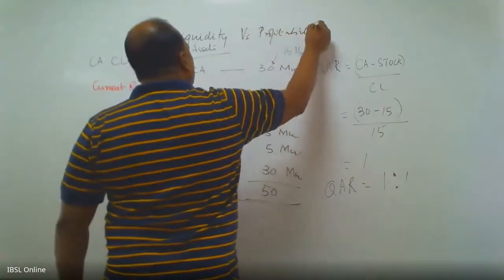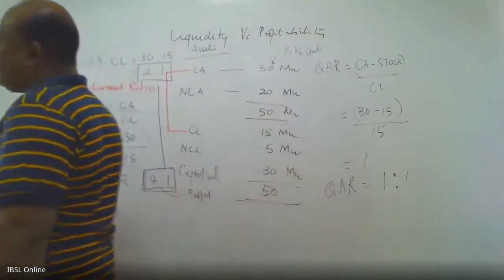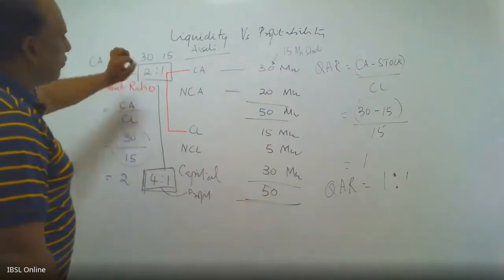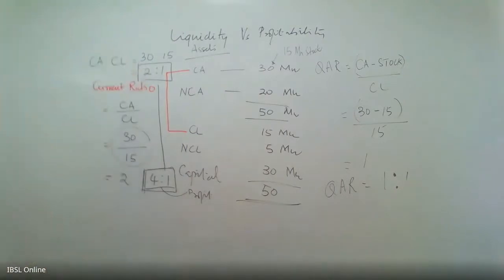Most of the time, businesses may have to compromise on liquidity to earn better profitability. Or in other words, sometimes if you try to maintain liquidity, you might lose on profitability. So to have an optimum level of liquidity and profitability, maintaining a ratio of 2:1 would be very ideal.